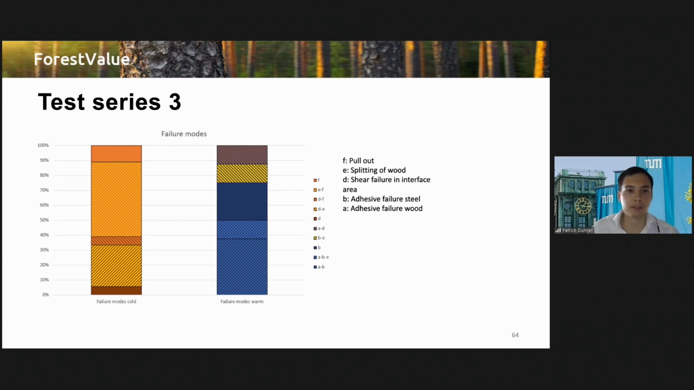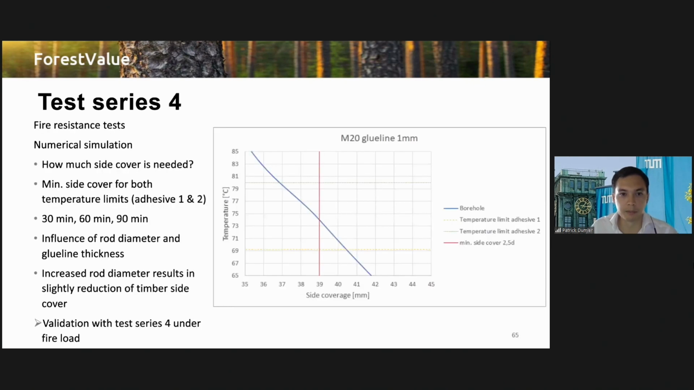And based on these results, a limit temperature was derived. It can be said that this limit temperature shouldn't be reached by the glue line, so the connection won't fail under temperature load. And the idea for the design model was to have a minimum side cover, so this temperature limit wouldn't be exceeded in the case of fire.